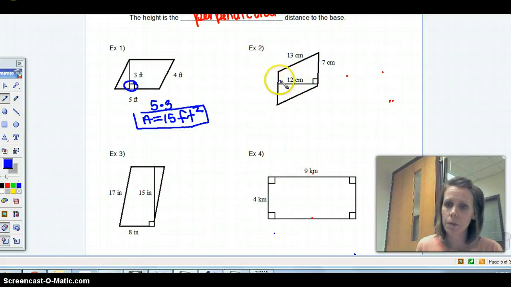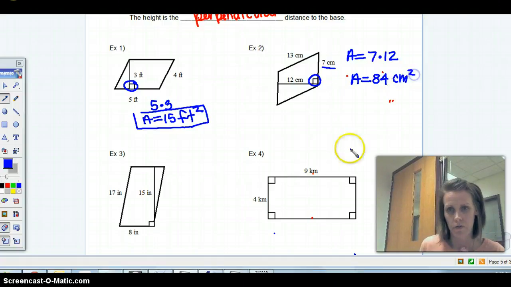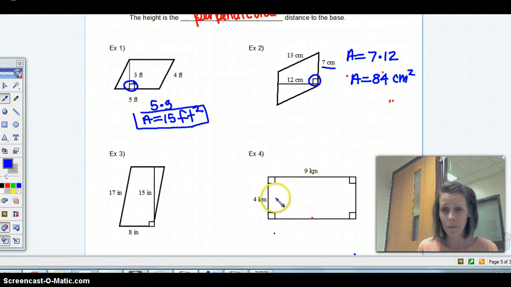Let's try this one, and then I'm going to have you try these two on your own. So we've got another parallelogram. We see our perpendicular height. So this is going to be the height, and this underneath is going to be your base. So you're going to do base times height, so 7 times 12. And when you multiply those things together, you get area is 84 centimeters squared. That's it. Super simple, right?